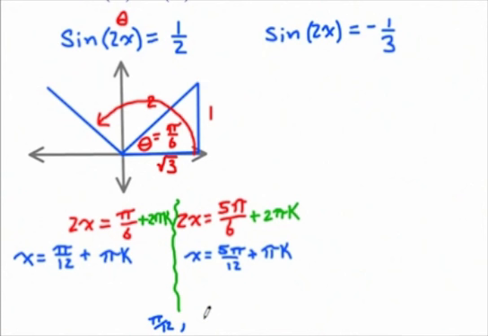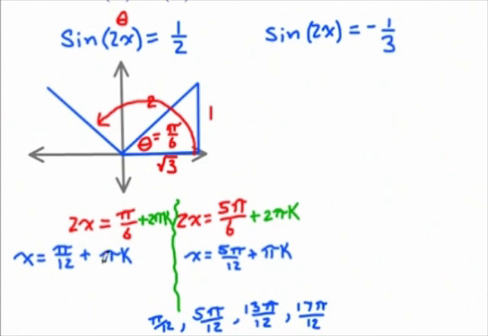And we're going to get 5 pi over 12 over here. So if we let k equal 0, we're going to get those two answers. Now if we let k equal 1, that would be pi over 12 plus pi, which is 12 pi over 12. So that would be 13 pi over 12. Well, that's less than 2 pi. And if we let k equal 1 here, we're also going to get 5 pi over 12 plus 12 pi over 12, which is 17 pi over 12, which is also less than 2 pi.